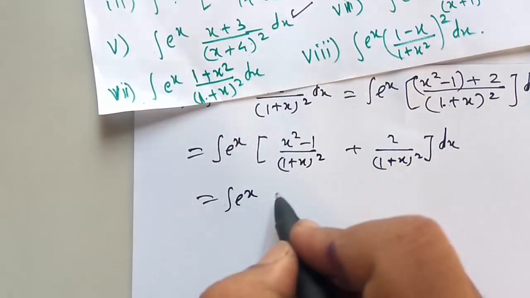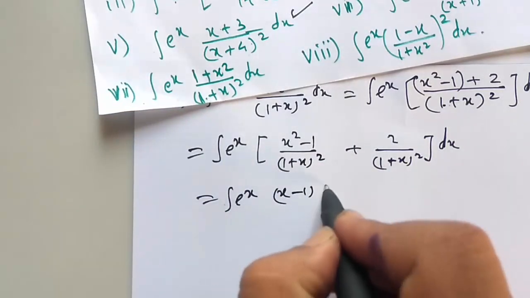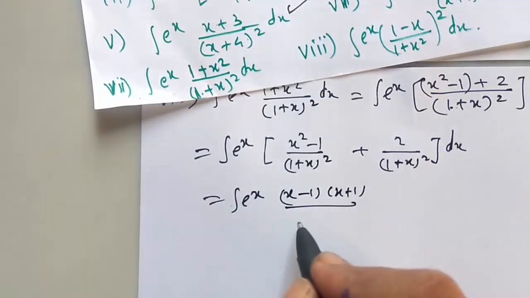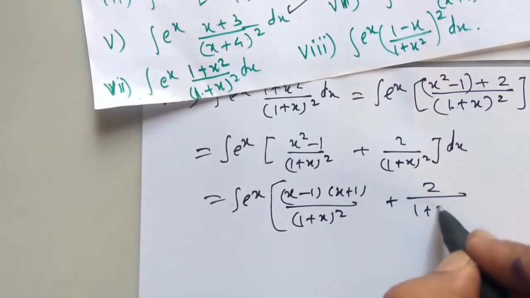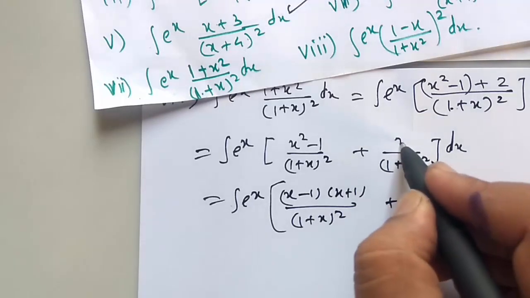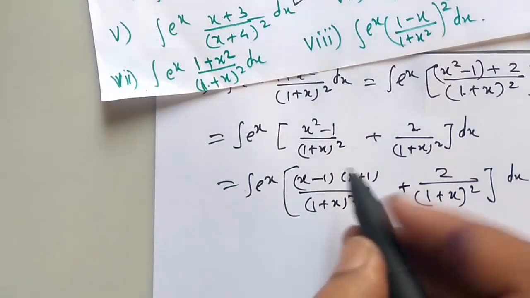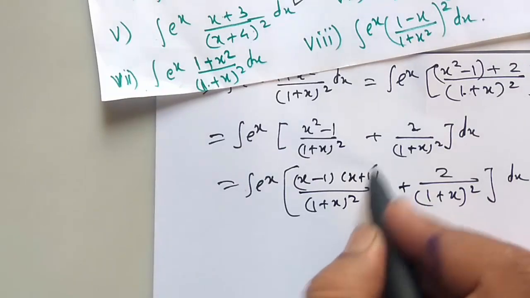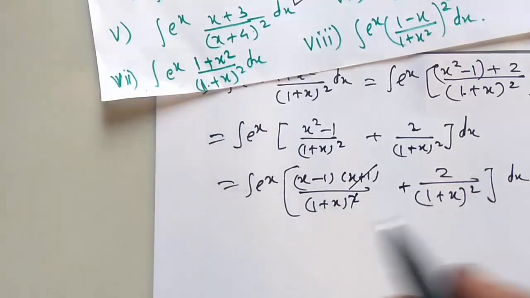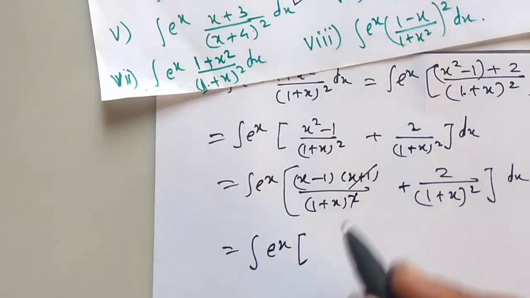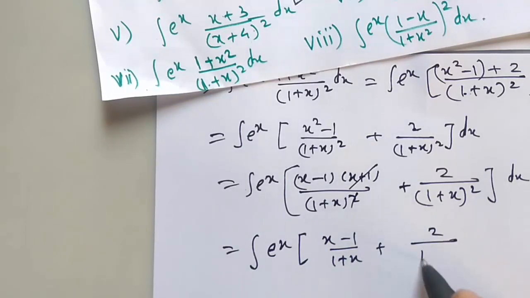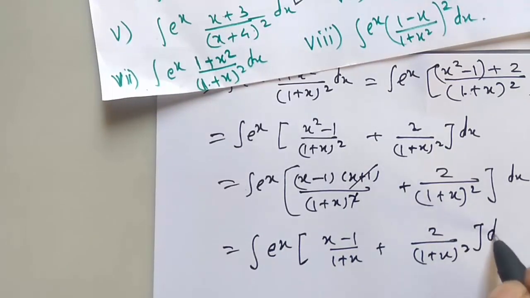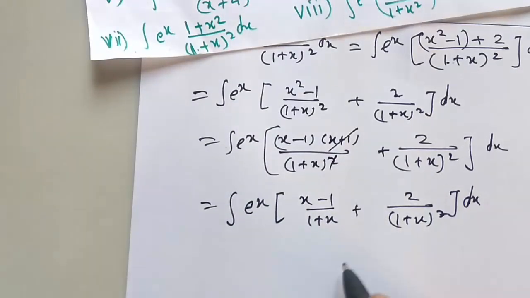We can factorize this. Its factor is (x minus 1) and (x plus 1) upon (1 plus x) whole square plus 2 times 1 upon (1 plus x) whole square dx. So cancel the factor x plus 1 in both numerator and denominator. Integration of e raised to x, (x minus 1) upon (1 plus x) plus 2 upon (1 plus x) whole square dx. Now take this as the first function.